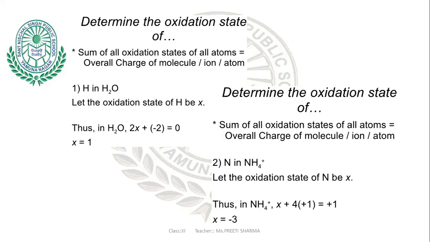Similarly, if I want to find out the charge of nitrogen in this ammonium ion, right? Suppose, or let the oxidation state of nitrogen be x. So we will add all the charges. Hydrogen has a charge of 1, which will be multiplied with the subscript. It will be x plus 4 is equal to +1, because the charge on this whole ion is +1. So x will be -3, right?